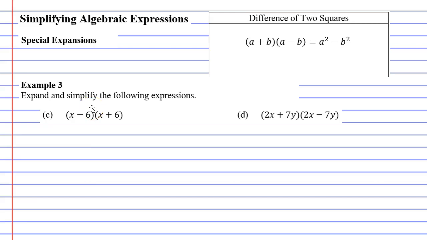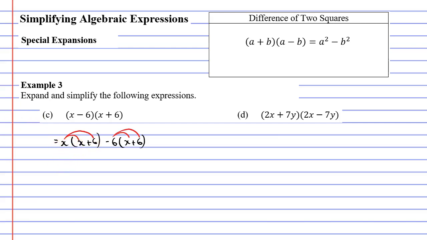Anyway, let's expand them using the longer, more traditional method. Here we've got x and then negative 6. So we'll write x down first. Okay, and next to x, we're going to write our second set of brackets, x plus 6. Next I've got negative 6, and next to that I'm going to write x plus 6 once again. Okay, and we're going to multiply x by both values inside the brackets, and we're also going to do the same with the negative 6.